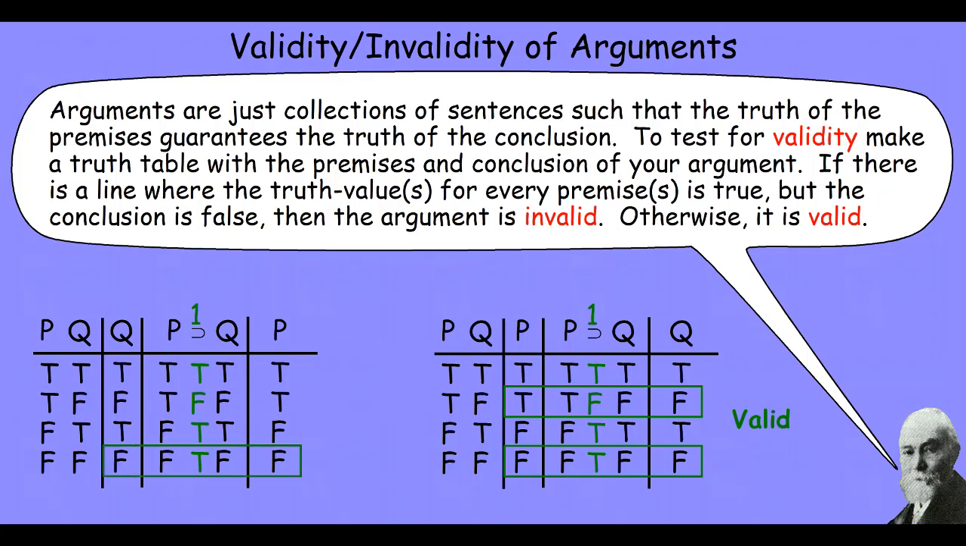In this row, the conditional statement is true, but Q is false, so they're not both true. It's fine, it doesn't violate the definition. In this row, however, both the conditional statement and Q are true. So both our premises are true, our conclusion is false. It's possible for the premises to be true without guaranteeing the conclusion is true. It violates the definition of validity, so it is an invalid argument. Let's go through some other examples.